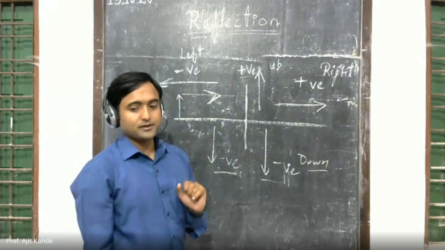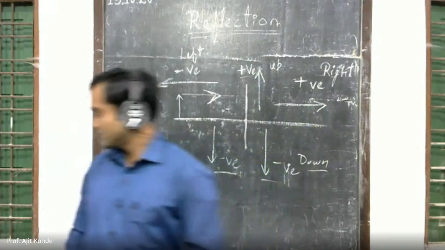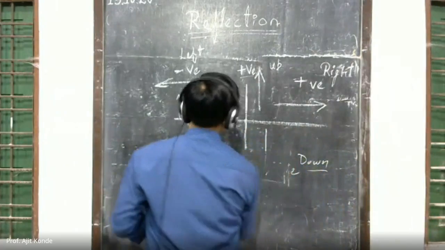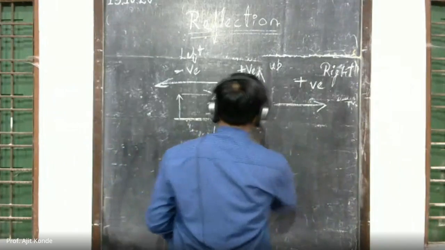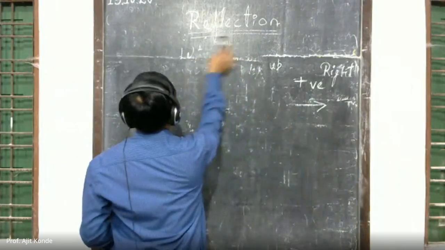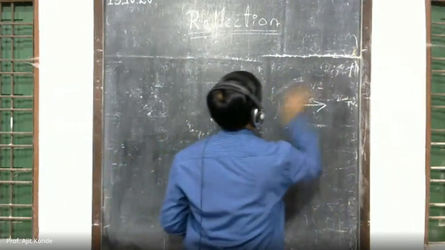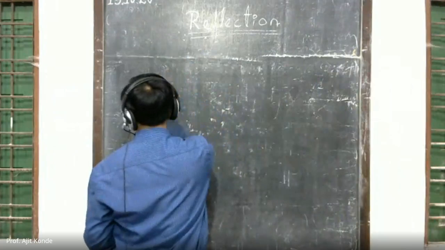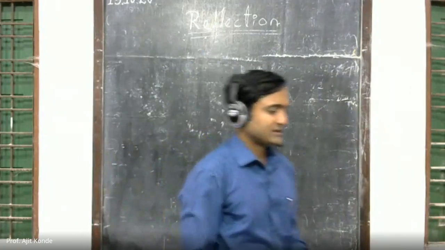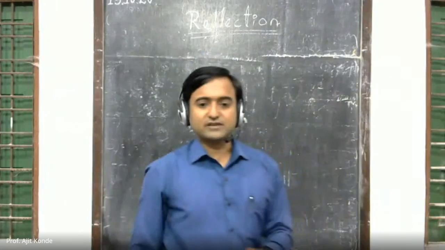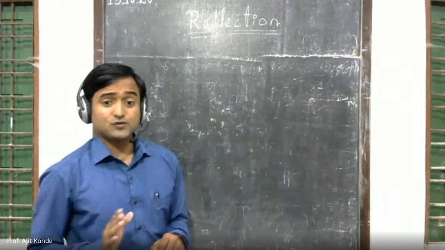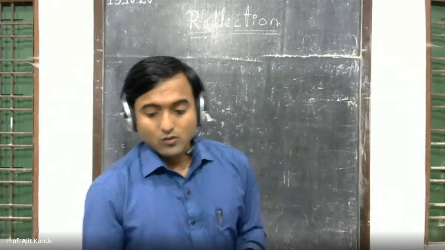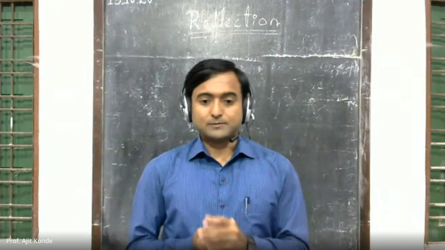Now, in this lecture, we will start reflection. We studied reflection in starting lectures also. In that we saw what is law of reflection, etc. But now in this lecture we have to see the image formation by a plane mirror. What is the image formation by a plane mirror?